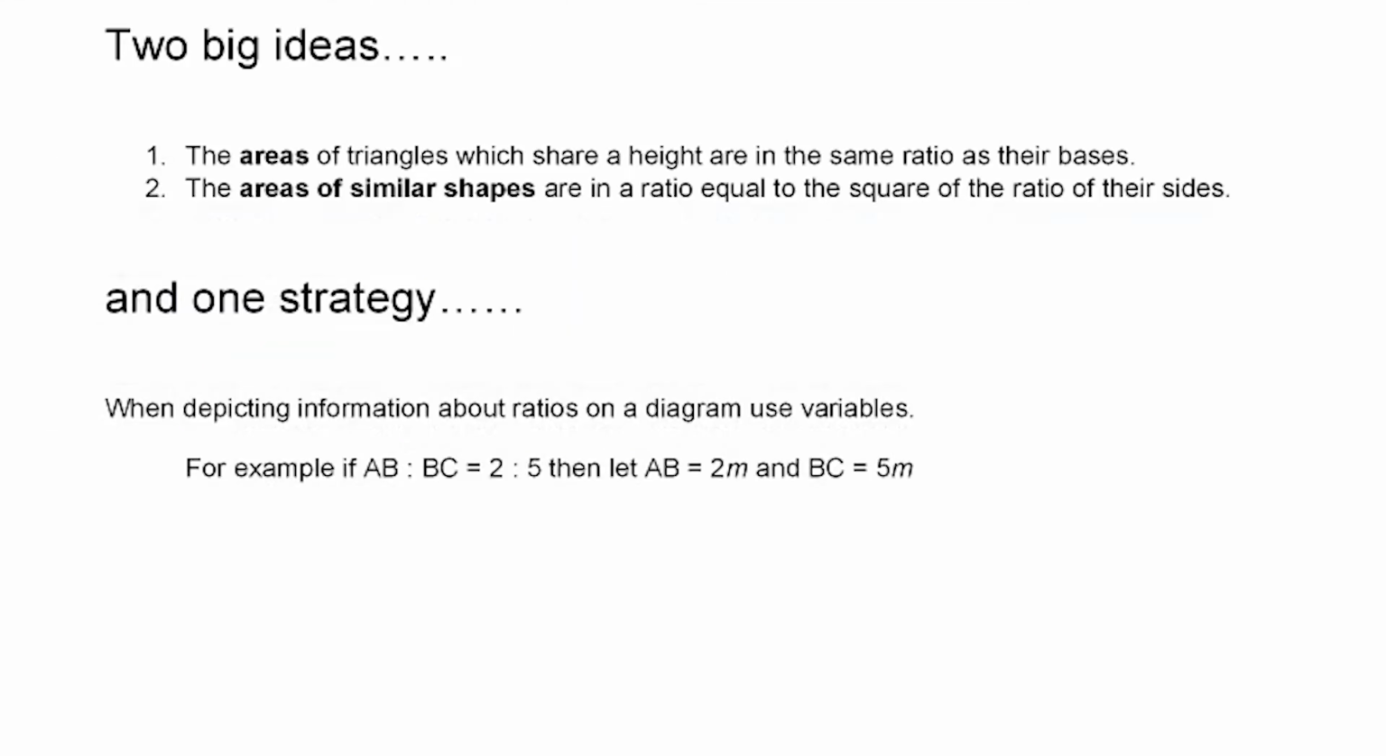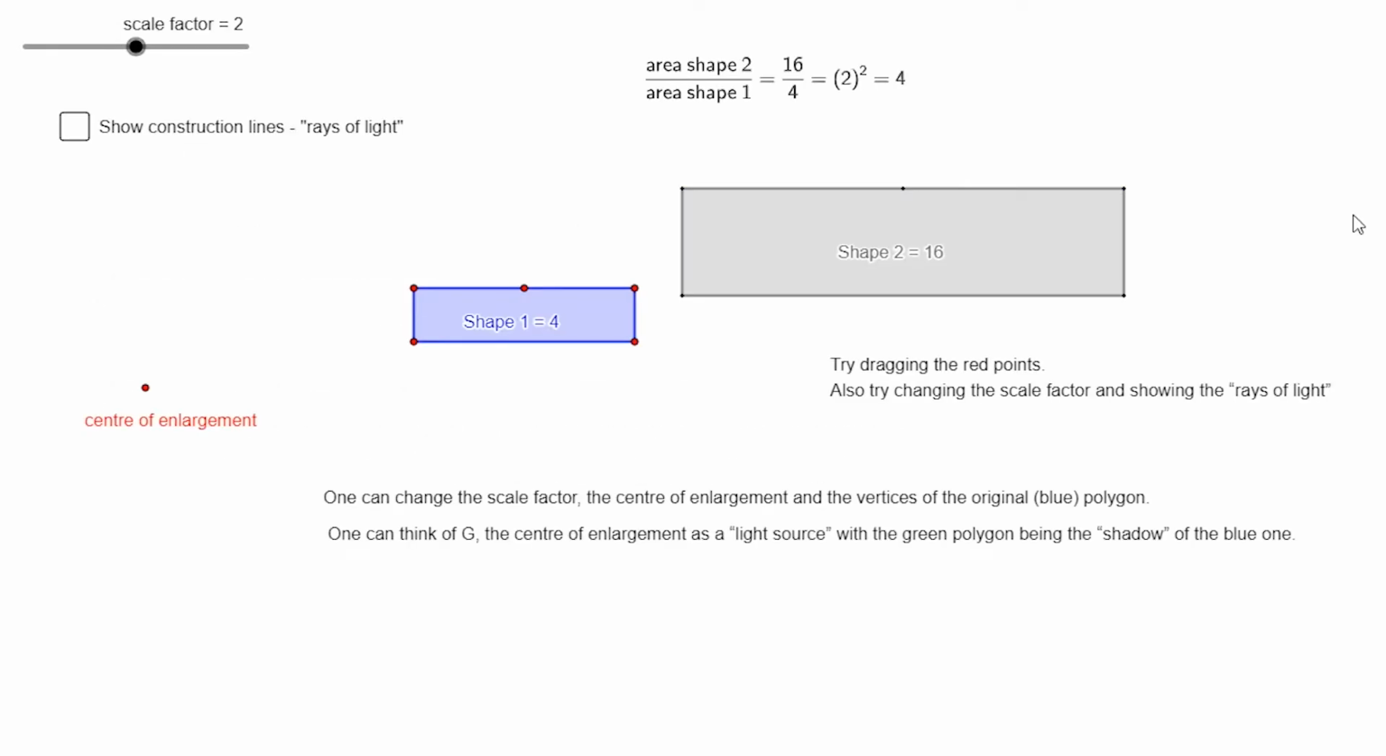The second big idea is that the areas of similar shapes are in a ratio which is equal to the square of the ratio of their sides. Let's take a look at this one. Okay, so what we've got over here, we've got two rectangles. These two rectangles are similar. The ratio of the sides is 1:2, right? In other words, this here is half this here, or this here is double this here. But in fact, the areas are in the ratio 1:4.